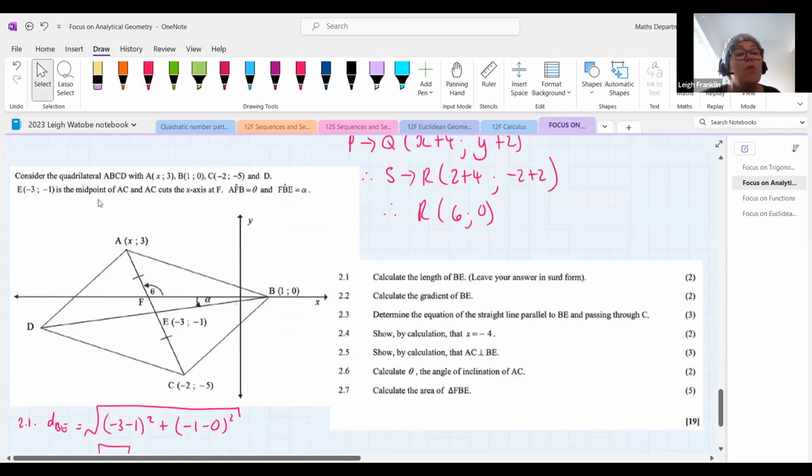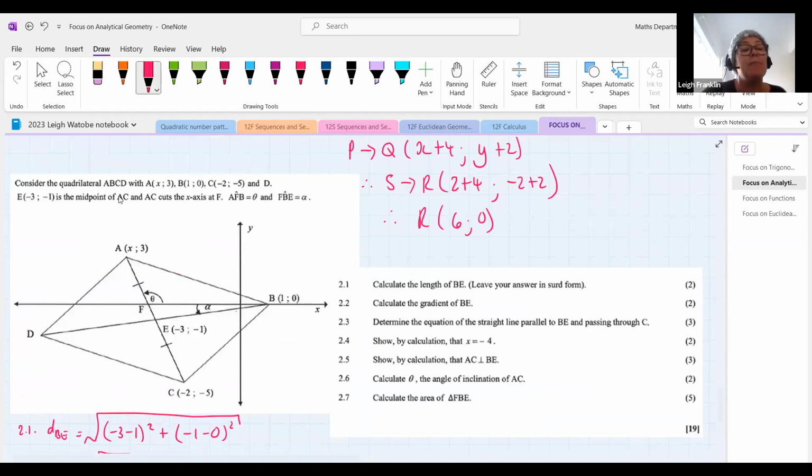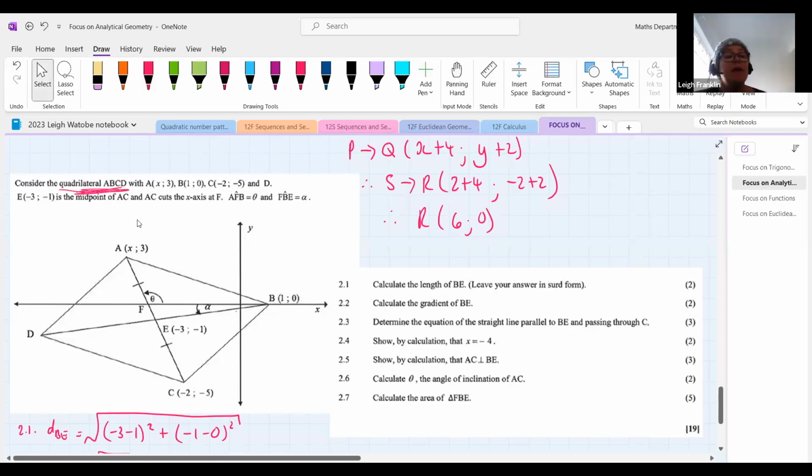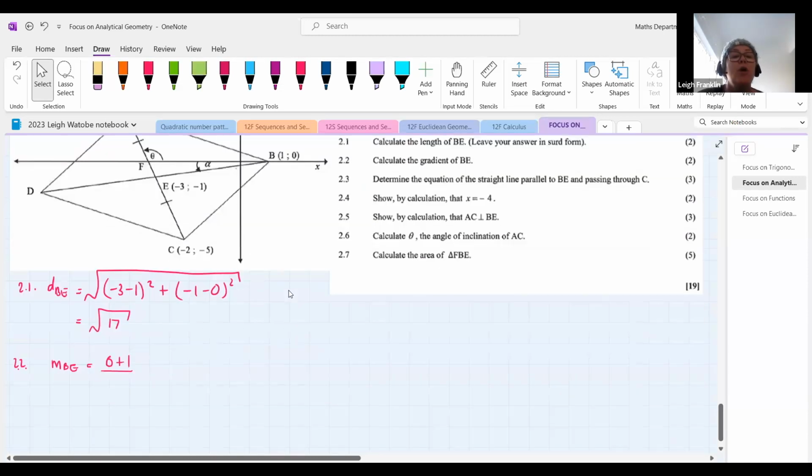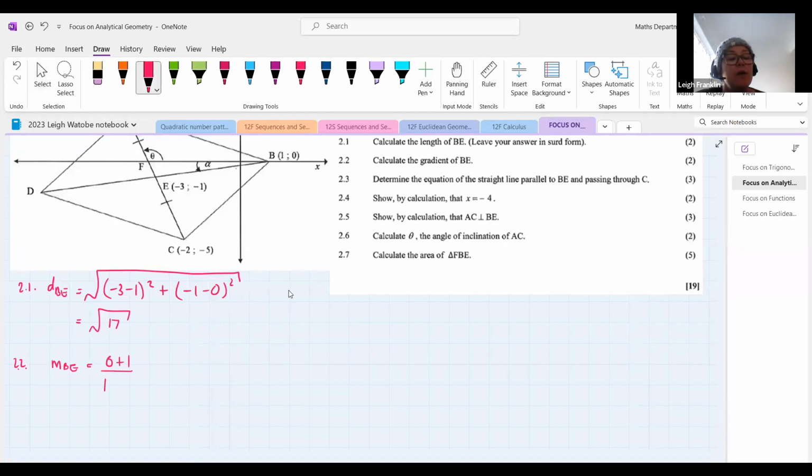Okay, and here they've said it's a quadrilateral. So it's not a parallelogram. This is just a quadrilateral. So we've got to be careful here. Looks like a parallelogram, but we can't make any assumptions that it is unless they've asked us to prove that, which would be quite unusual at grade 11 or grade 12 level. Okay, so 0 plus 1, and then here we've got 1 plus 3. So this would give us 1/4.